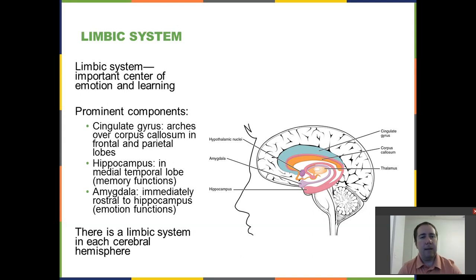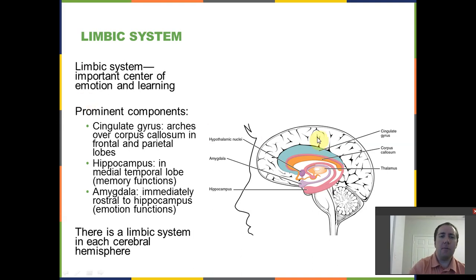Next is the limbic system. The limbic system is a collection, it's not an area. So it's a collection of structures that work together for a shared function. And so the limbic system is in control of emotion and learning. And so learning is different than memory. I mean, you've had teachers and professors drill that into you for your entire life, right? Learning is different than memory. This is in charge of learning, not memory.